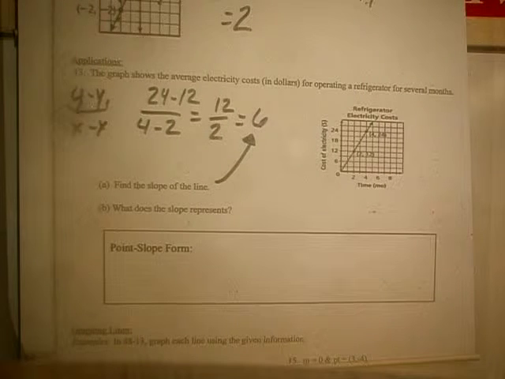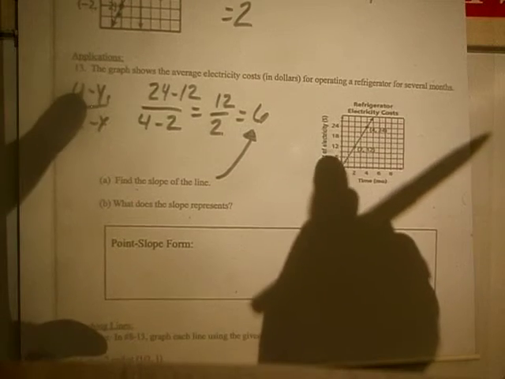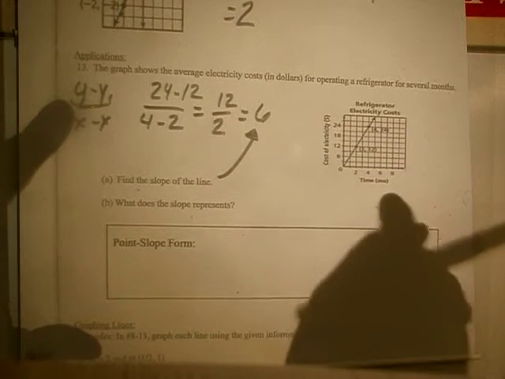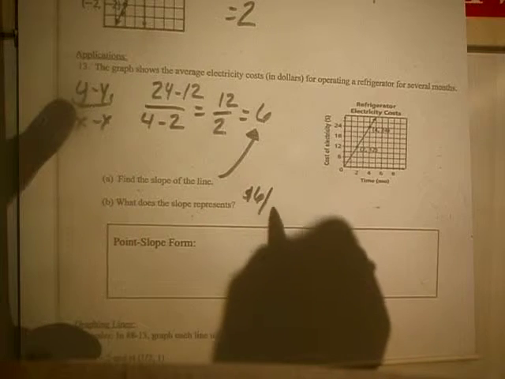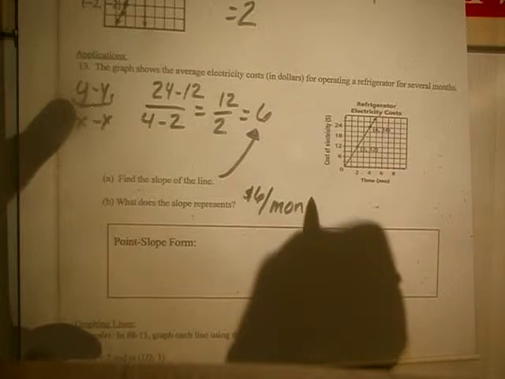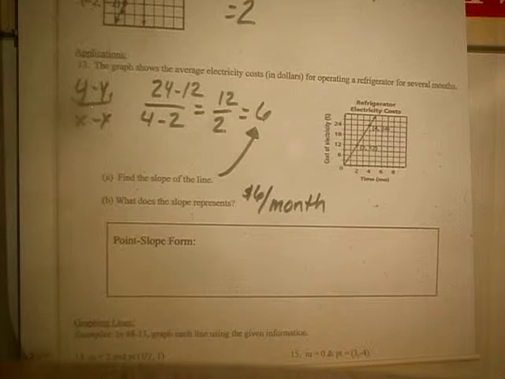And now we need to say, what does that slope represent? Does that represent candies per hour, problems per page, dollars per month? What does that represent? In this case, we have cost and we have time. So that represents $6 per month that they are paying to run their refrigerator. $6 per month.